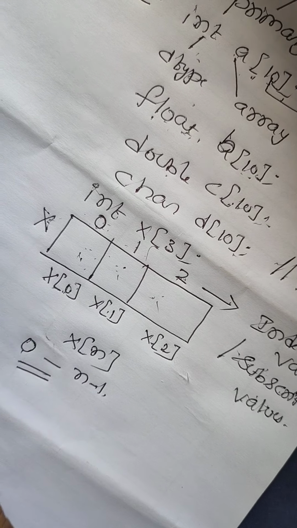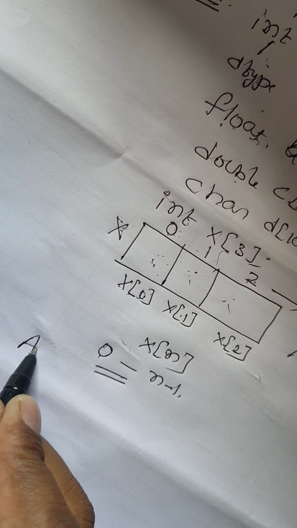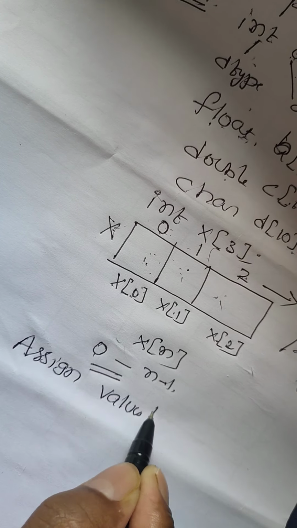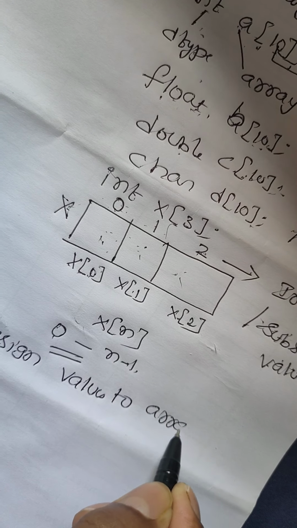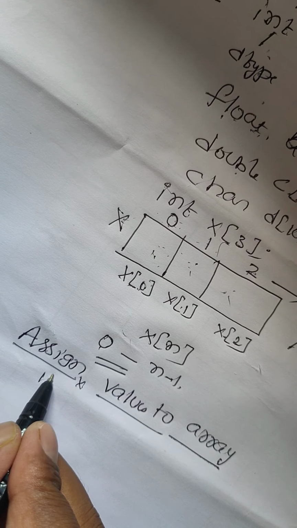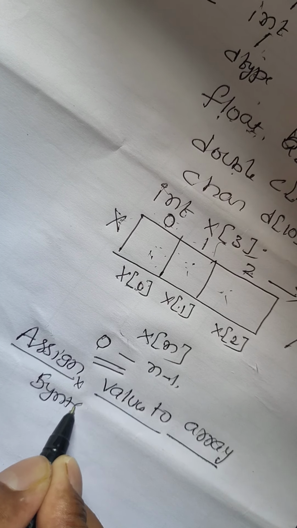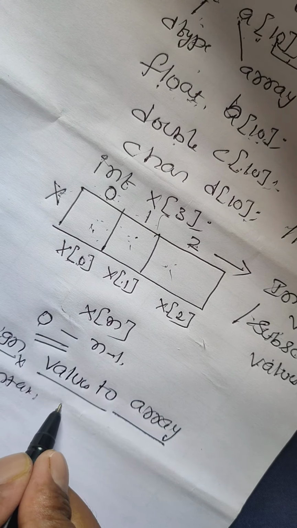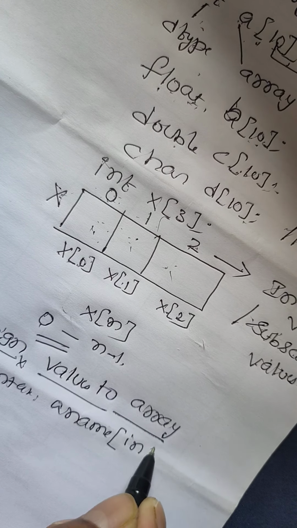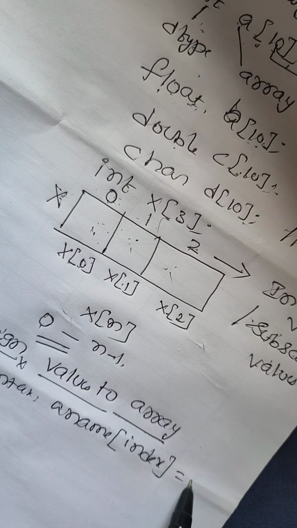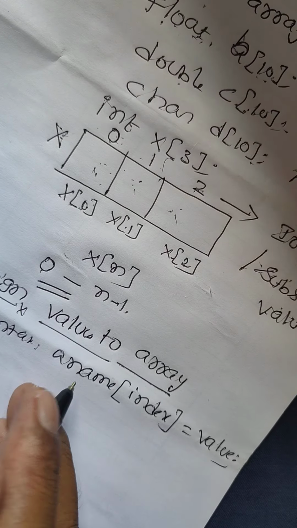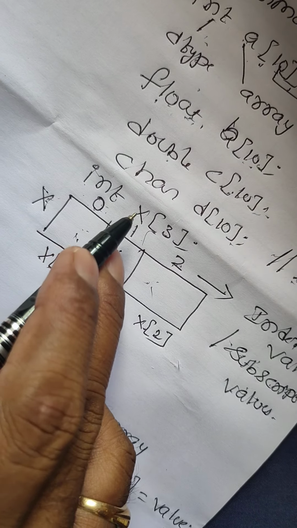Now if you want to give some values, that means we want to assign values to an array. If you want to give any value, then what is the syntax? The syntax for this one is simply array name, then after that index, equals value, semicolon. So now we will take one simple example. Here what is the array name? That is x.